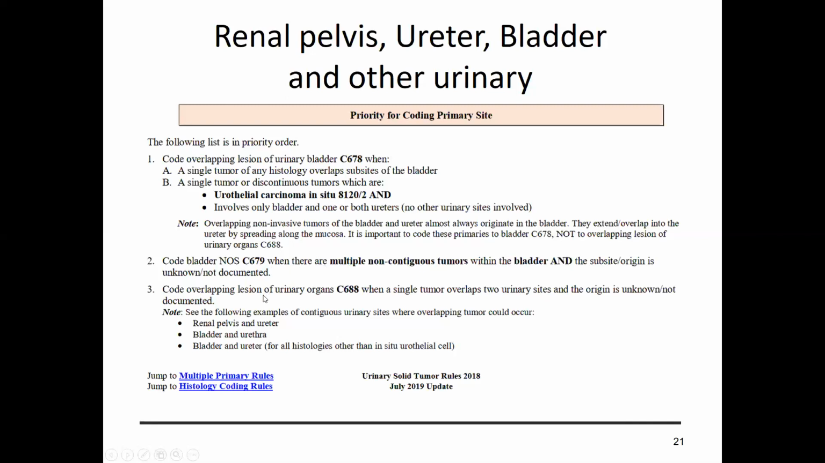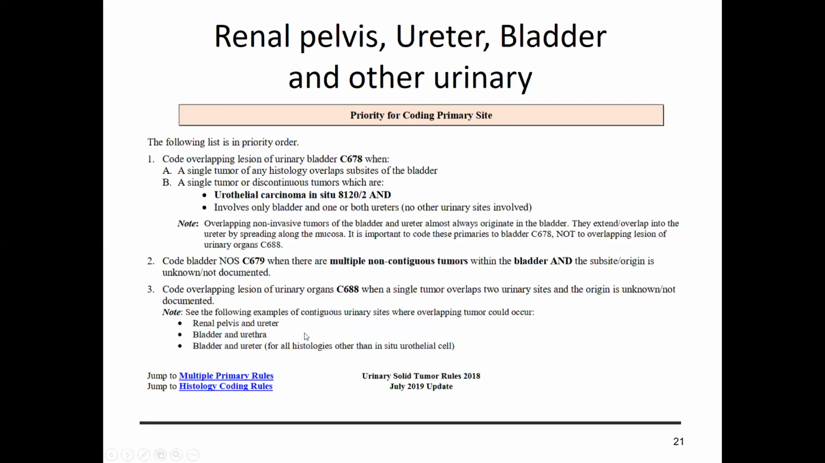Moving on to 3, code an overlapping lesion. Again, we have one single tumor. Code C688 when you have a single tumor that overlaps 2 urinary sites and you don't know the origin. So the urinary sites could include a tumor big enough to overlap the renal pelvis and ureter, or the bladder and the urethra, or the bladder and a ureter. This is different than up above because 1B is only for in situ.